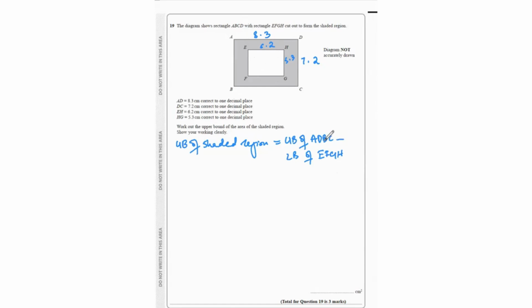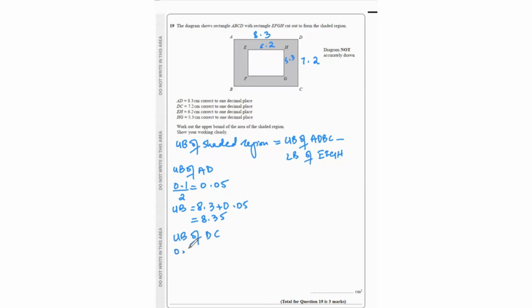Since it's the upper bound for ABCD, that means we find the upper bound of AD and DC. And since they're being multiplied, both will be upper bound. And for EFGH, you will find the lower bound of the lengths. So the upper bound of AD: 8.3 is correct to one decimal place. The place value of one decimal place is 0.1, so 0.1 divided by 2 is 0.05. So it's going to be 8.3 plus 0.05. That's 8.35.